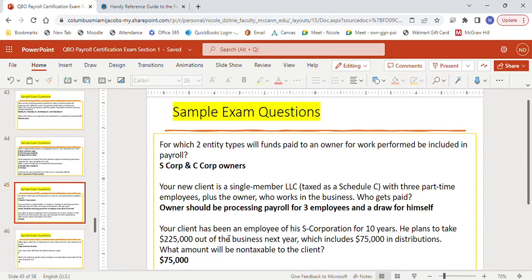Your client has been an employee for his S Corporation for 10 years. He plans to take $225,000 out of his business next year, and in that $225,000, 75 is distributions. How much of that is non-taxable? So remember I said distributions is payroll tax free. So that's 75. That 75 will be non-taxable.